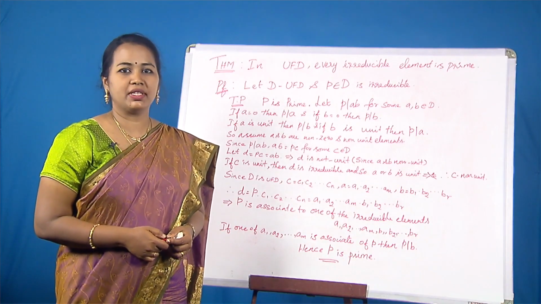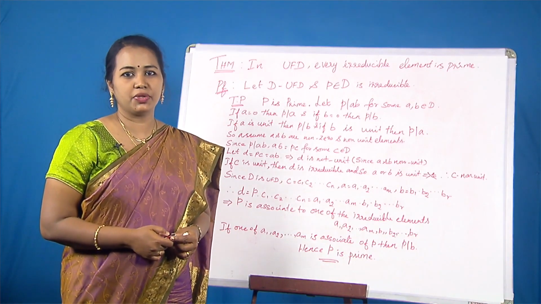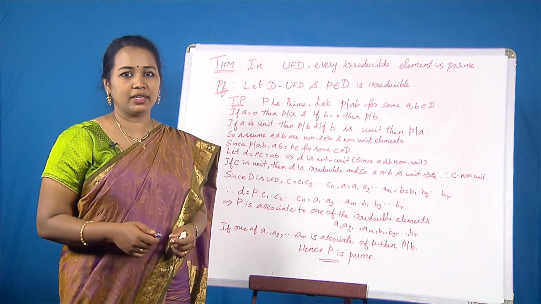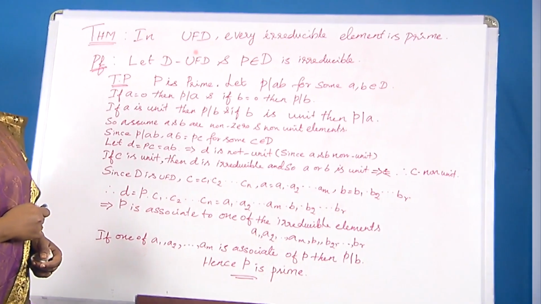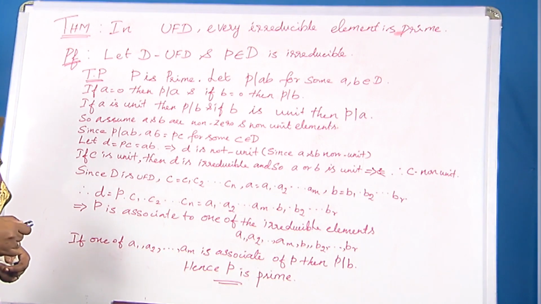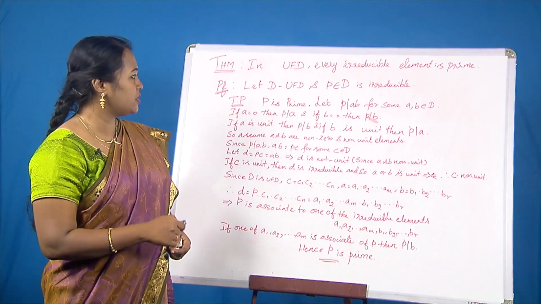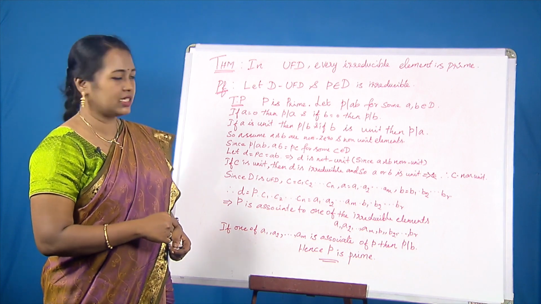In this theorem, we will discuss the relation between irreducibles and prime elements. The theorem is, in a unique factorization domain, every irreducible element is prime. So, we shall now do the proof. Let D be a unique factorization domain and let p belonging to D be an irreducible element. Now, our aim is to prove that this p is a prime element. So, in order to prove that it is prime, let us assume that p divides ab for some a, b belonging to D. Let us consider the trivial cases first.